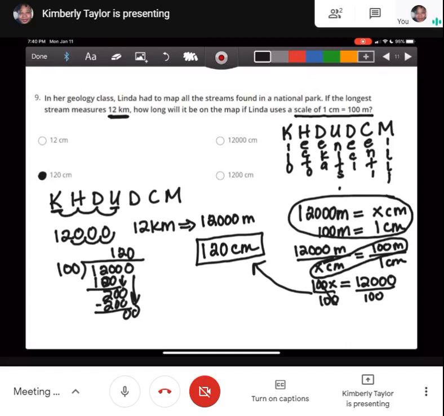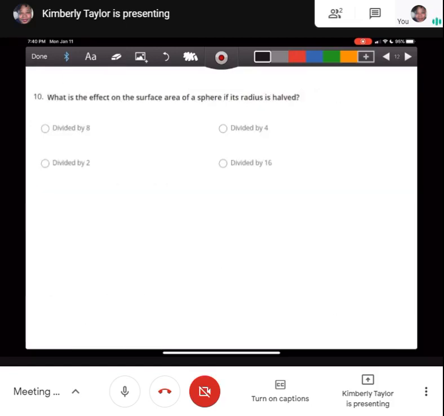Okay, let's keep moving. For this question, it says, what is the effect on the surface area of a sphere if its radius is halved? So that means you're going to cut the radius in half. First off, what's the surface area of a sphere? The surface area of a sphere is equal to 4 pi r.